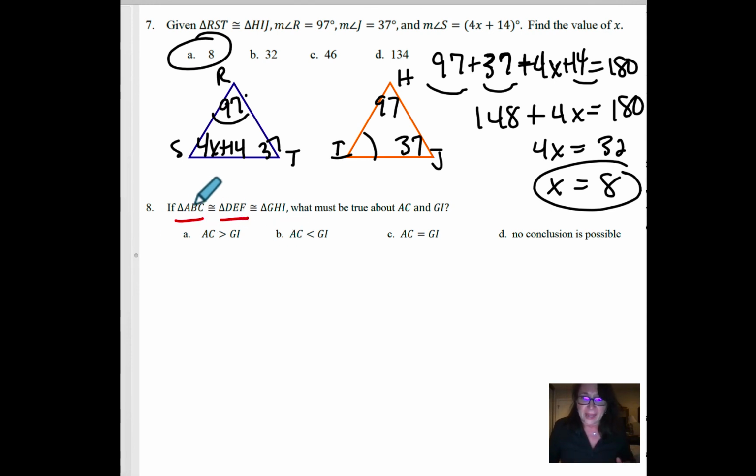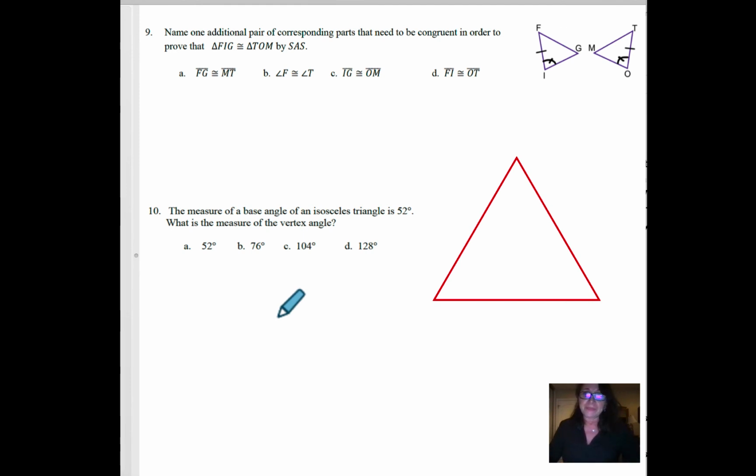So if I'm looking at AC, so here's A and here's C, what must be true about G and I? So here's G and I. Well, those are going to be the same lengths because they line up, they correspond. And if two triangles are congruent, or three triangles are congruent, all of their corresponding parts are also congruent.